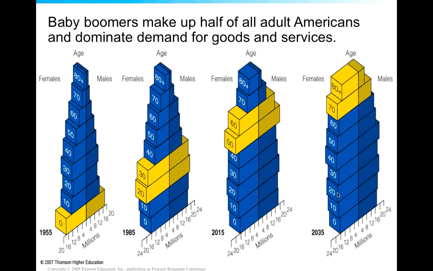So here we can track the baby boomers in the United States. These are people that were born in the late 40s, early 50s. My father is an example of a baby boomer. He's currently 70. So this is where we are now.